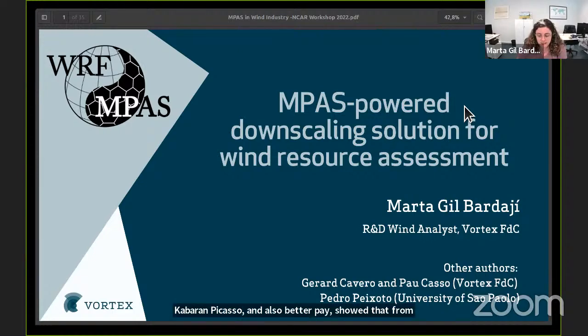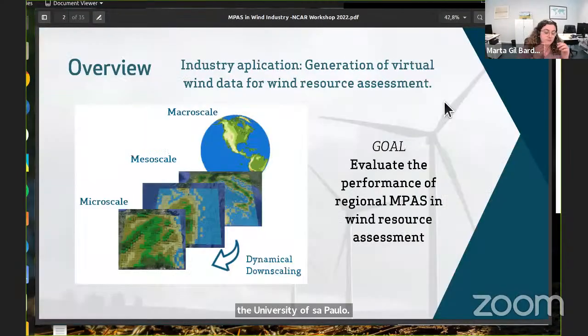Basically, this company is involved with generating virtual wind data for wind resource assessment. What we do is convert macro scale data, like reanalysis data that explain how the meteorology in the past was behaving, to micro scale data using dynamical downscaling.